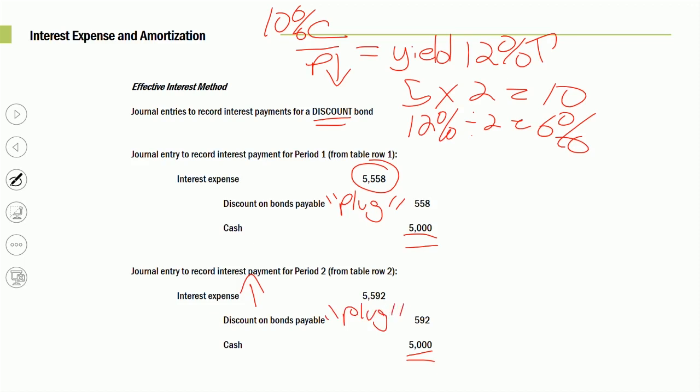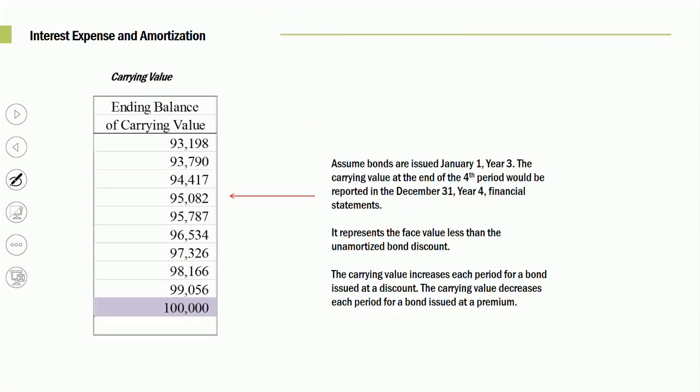Alrighty, not so bad. Okay, so sometimes you've got to read carefully what the question is asking for. Here it says, assume the bonds are issued January 1 of year 3. So now you just have to watch your date. The carrying value at the end of the fourth period would be reported at December 31st, year 4. So just read what period the debt is issued at, and that'll tell you your carrying value from there. Whenever bonds are issued at a discount, it's your face value minus the unamortized, the unrecorded discount. If it's a premium, then it's your face value plus the unamortized premium.